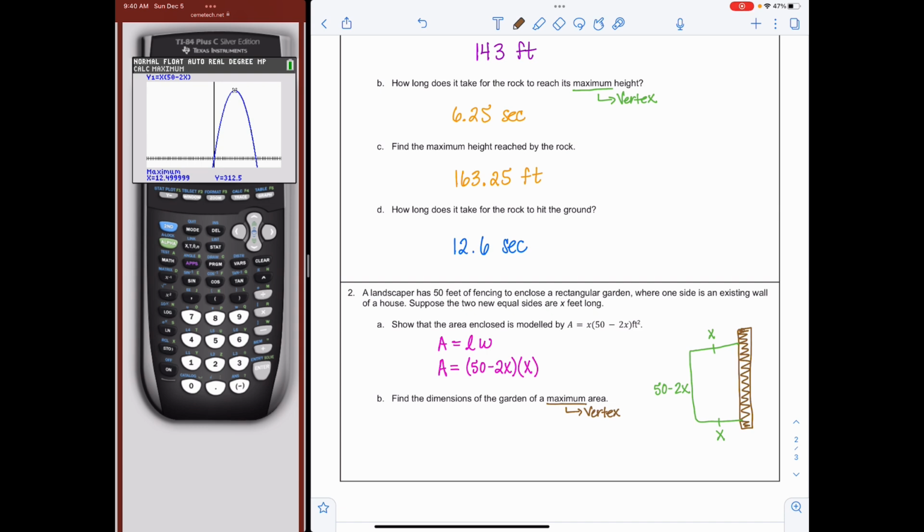If you want to verify the point, since it looks like it's about 12.5, I am going to go to table settings and have it start around, let's say, 10. Then I want the increments to go up by 0.5, just so I can see what the height is at 12.5. Once I do that, I go to the table, and if I go down to 12.5, I see that the height is 312.5, which is what it told me on the graph when I found my maximum.